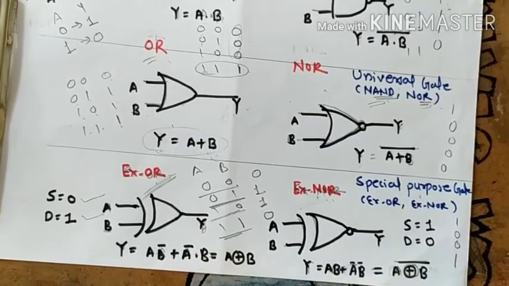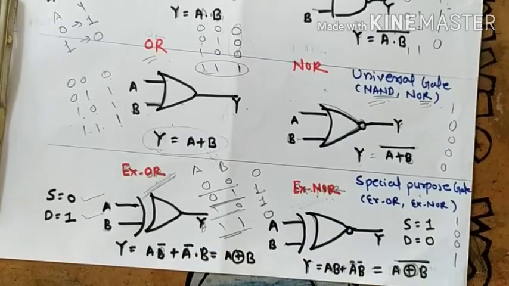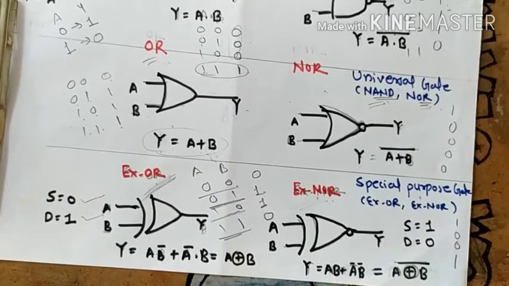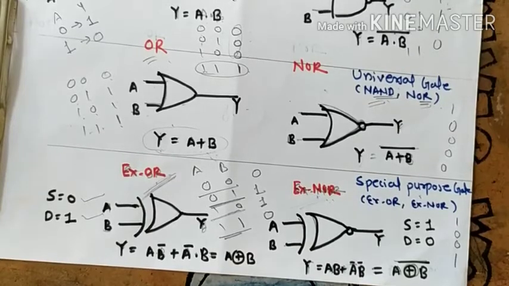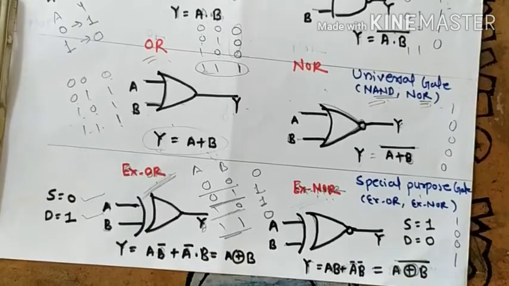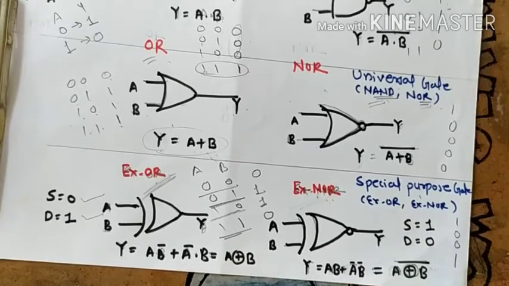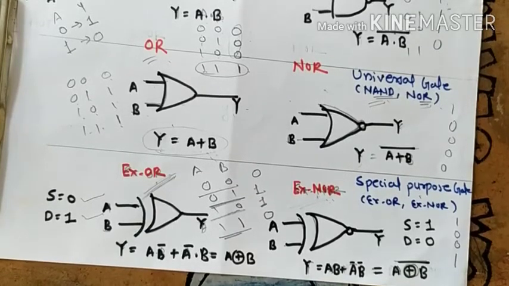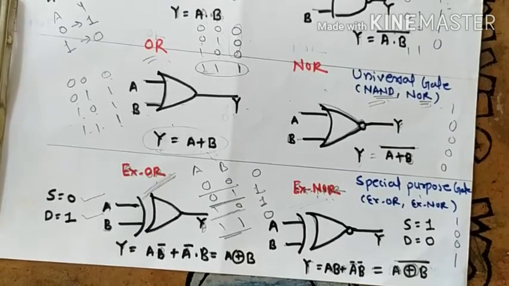So in this way, you have to understand the basic different types of gates which we use in digital electronic systems. I repeat, basic gates have 3 types: NOT gate, AND gate, OR gate. Universal gates are NAND and NOR, and special purpose gates are XOR and XNOR. So these are the basic gates of digital electronics.